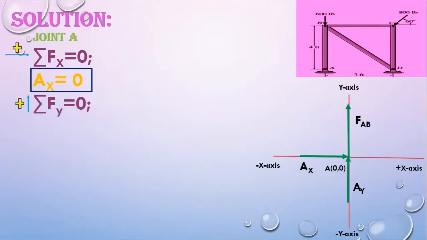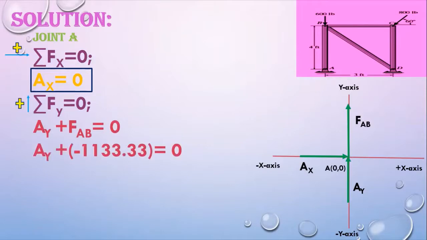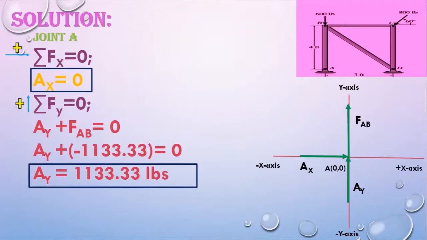So positive AY plus FAB equals 0. So AY plus, and we put the value of FAB which we have calculated at joint B. So we put the value of FAB and we will calculate the value of AY equals 113.33 pounds, and this is the support reaction. And now it is proved that AX is equal to 0.